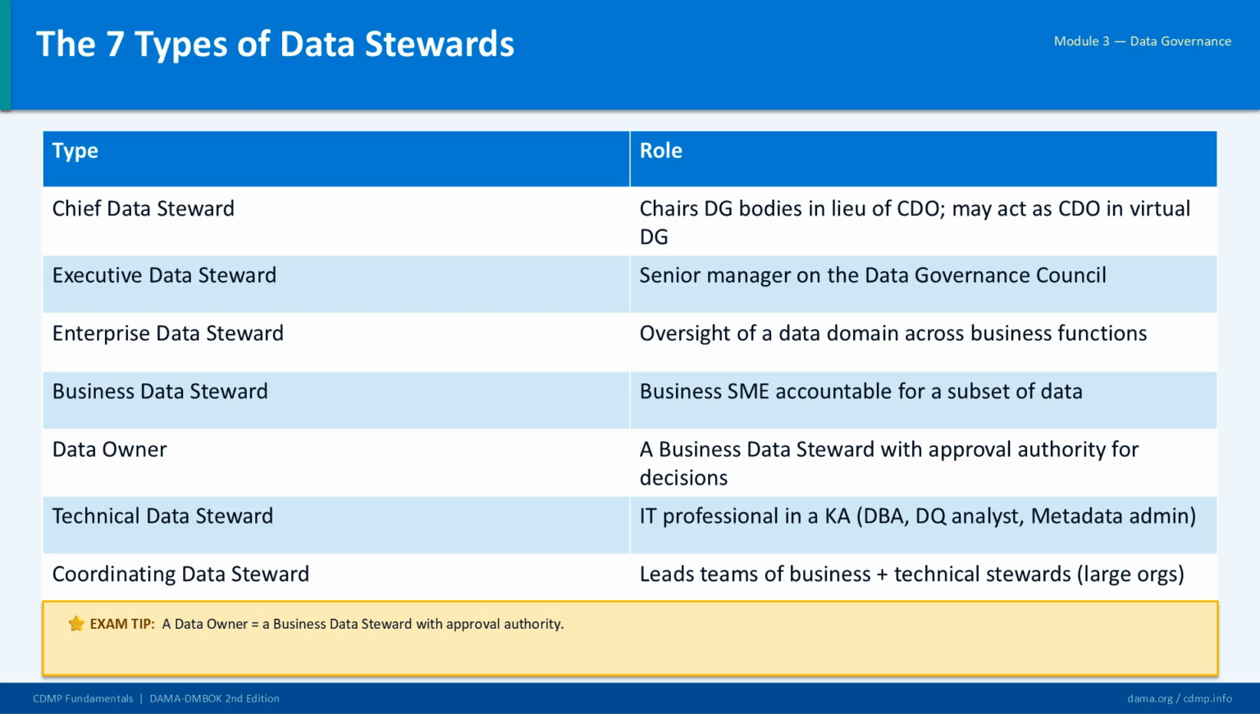The data owner is a business data steward who additionally holds approval authority for decisions about their data. The technical data steward is an IT professional within a knowledge area, a DBA, a data quality analyst, a metadata administrator. And the coordinating data steward leads teams of business and technical stewards, which matters most in large organizations. The single most tested point: a data owner is a business data steward with approval authority.